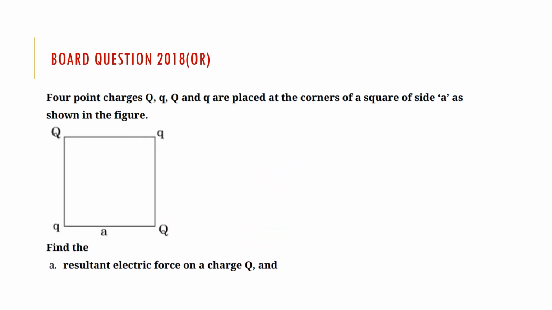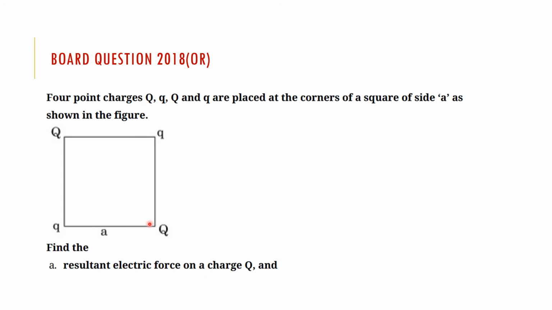One more question from the same question paper, its OR part. Four point charges, capital Q, small q, capital Q and small q, are placed at the corners of a square of side A as shown in the figure. Find the resultant electric force on a charge Q. One more part is there, that is from the next chapter.